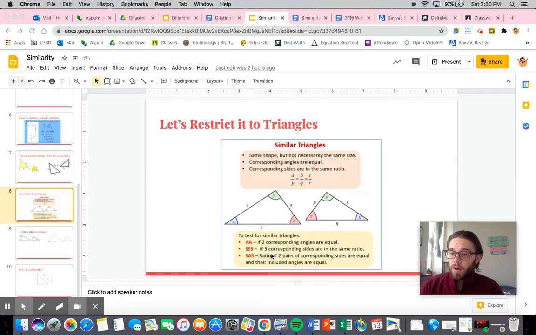If I know that all three sides are in the same proportion or in the same ratio, that would make sense. That's just the definition of what it means to be similar, right? And then finally, if I have two sides that are proportional and the angle in between is congruent, then I can say that these triangles are similar. All right, so those are the three main methods that we can use for triangles.